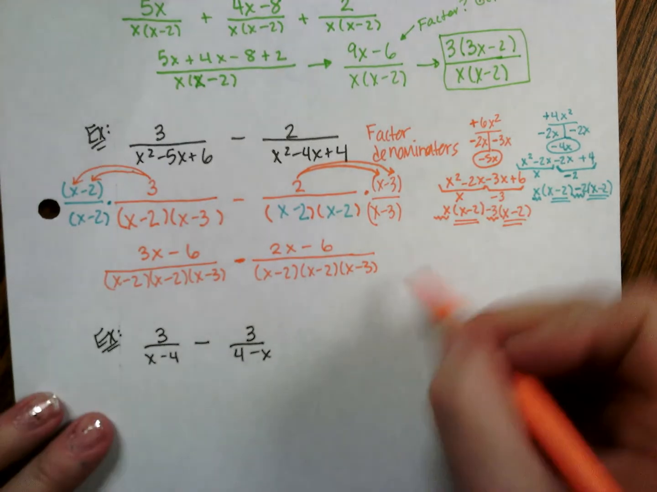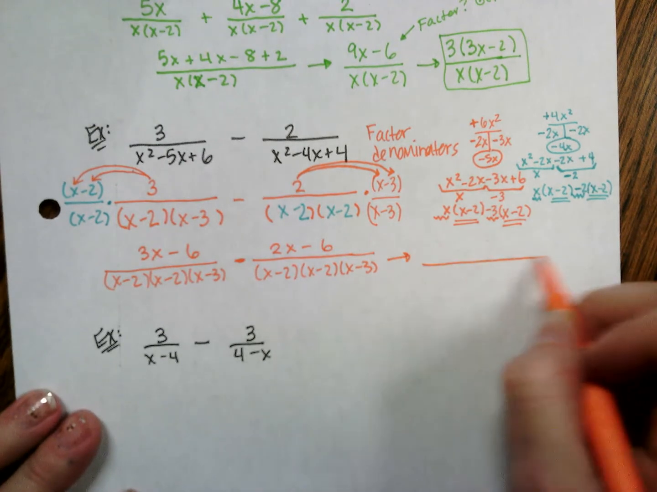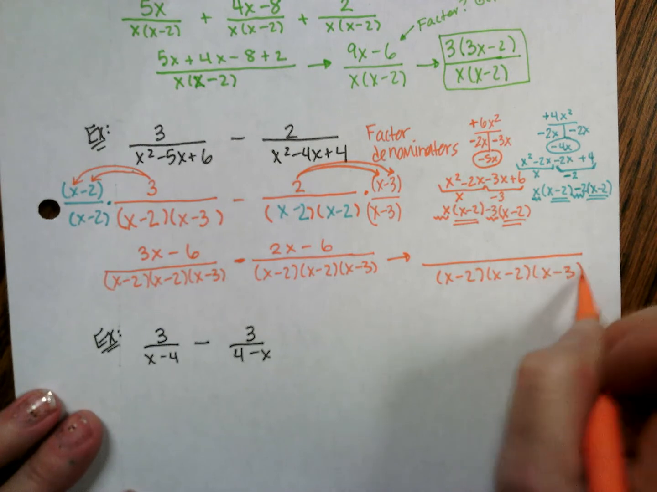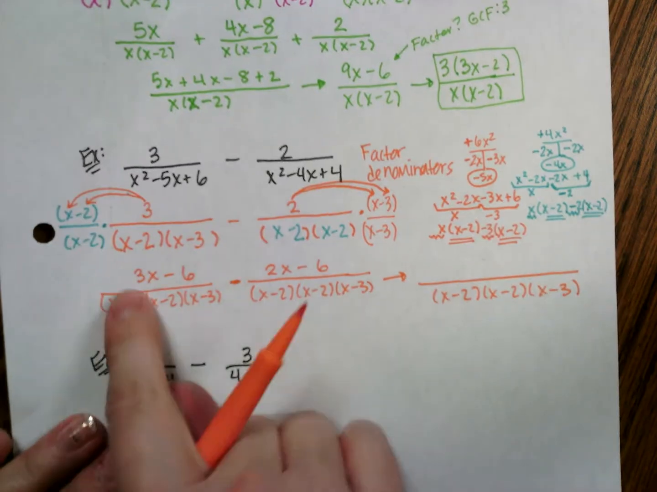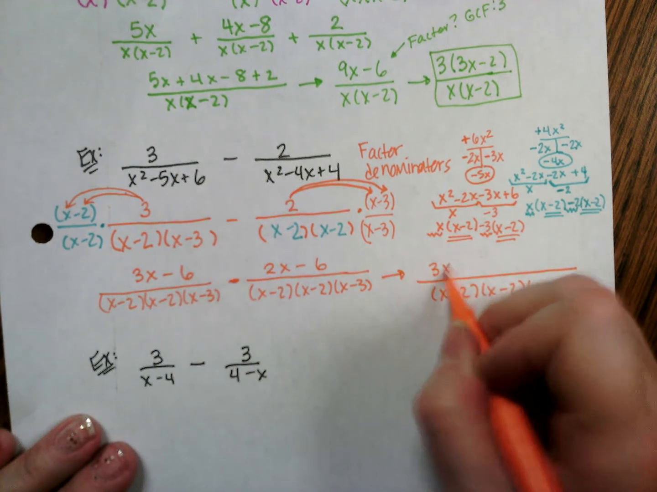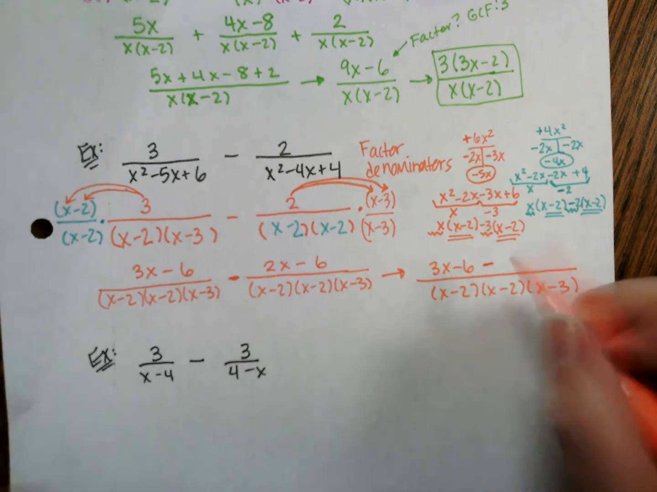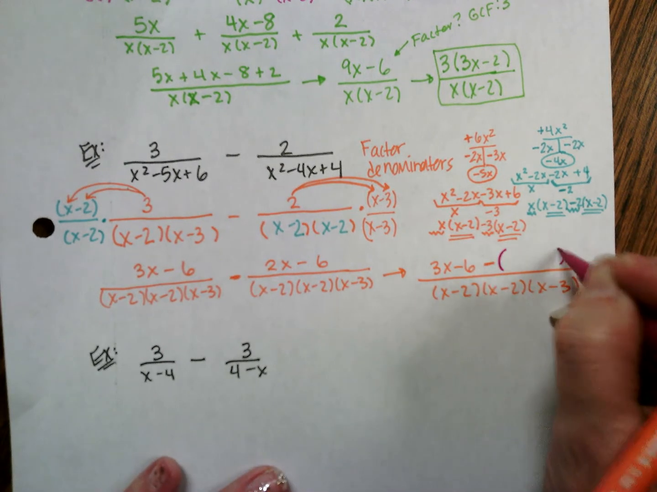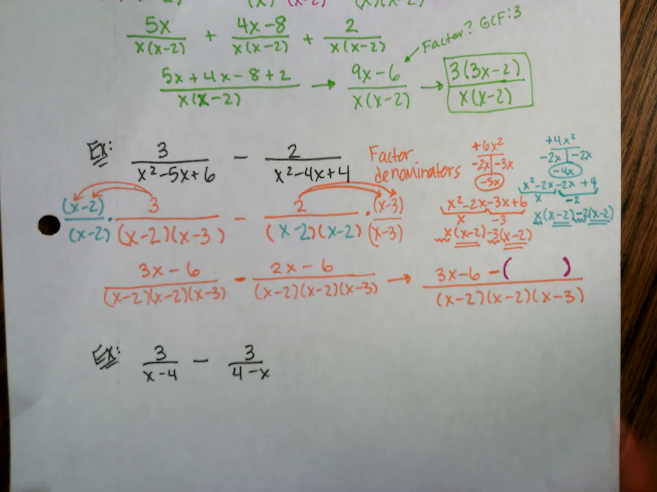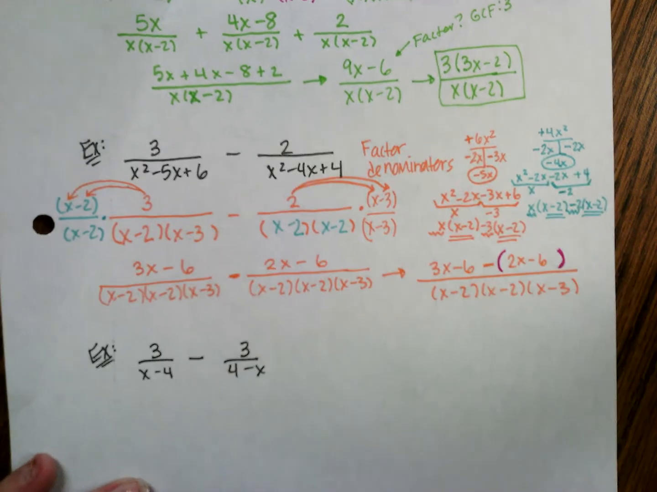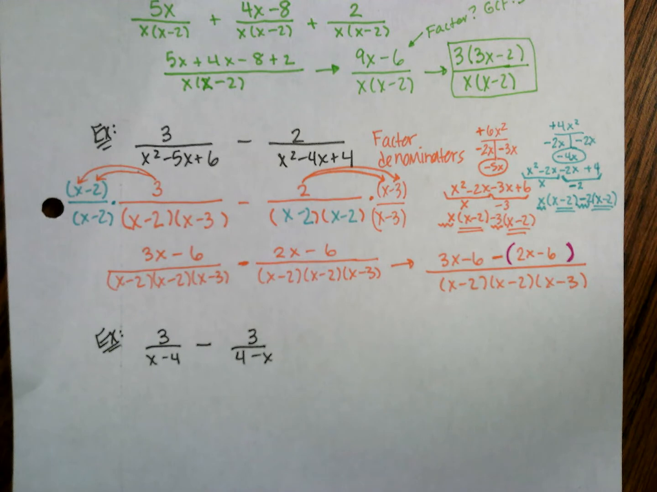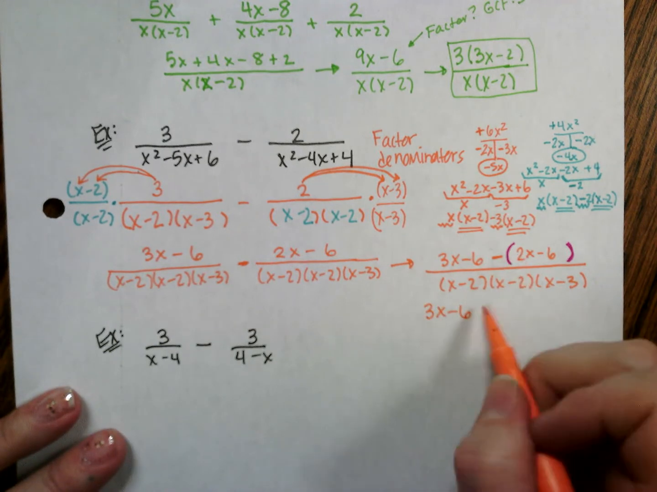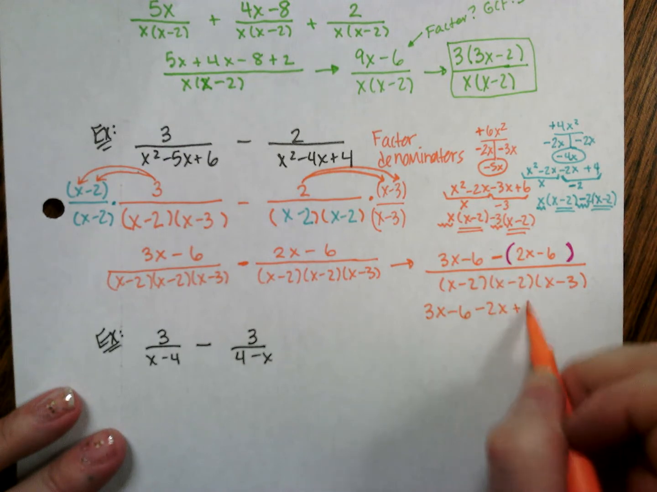So now my problem, if I put it all together over one denominator and made it one big problem, like I did that one, then I'm going to have 3x minus 6. Then I have a subtraction sign. And when that happens, I have to remember that this whole thing is subtracted. So it's subtract the parenthesis 2x minus 6. So then what I'm really doing is 3x minus 6 minus 2x, but plus 6.